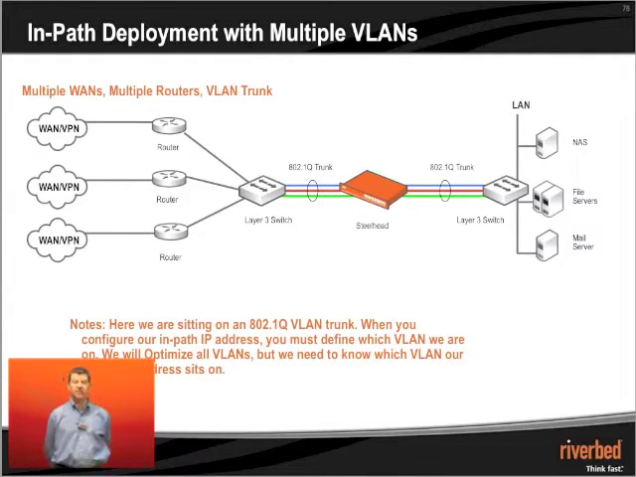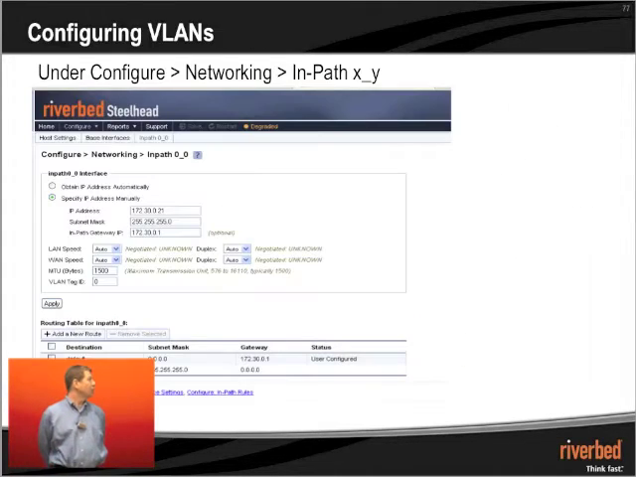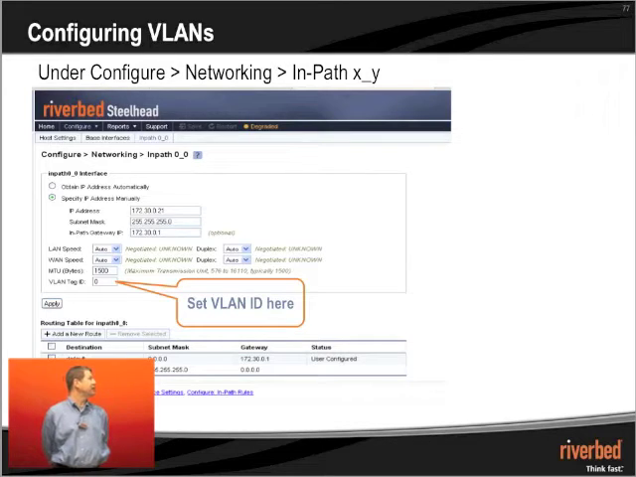Next, let's talk about in-path deployments where we have multiple VLANs. When we're talking about multiple VLANs, we're talking about VLANs being trunked through the steelheads, and we will optimize all of those VLANs. However, it's important to understand that the in-path interface's IP address needs to reside on a VLAN that makes sense. So we go into the configuration of the networking and the in-path interface. We go down to the VLAN ID tag and we set the VLAN ID appropriately.